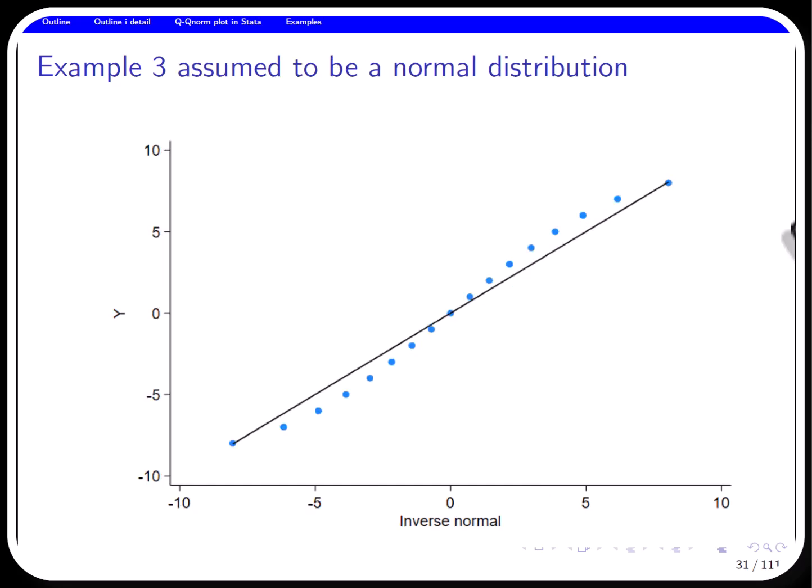The third example, only the first, middle, and the last points are on the reference line. Any other points are not on the reference line. However, points roughly fall along the reference line. It can be assumed to be normally distributed.